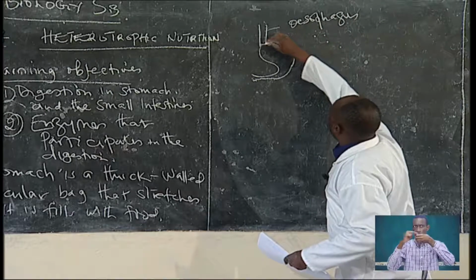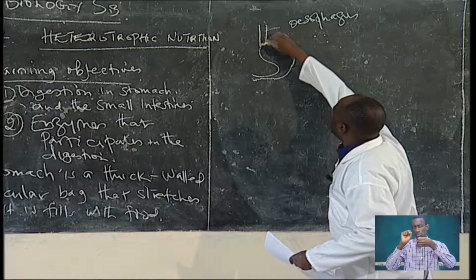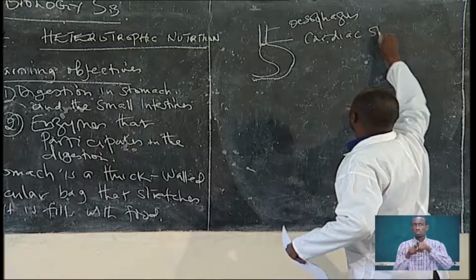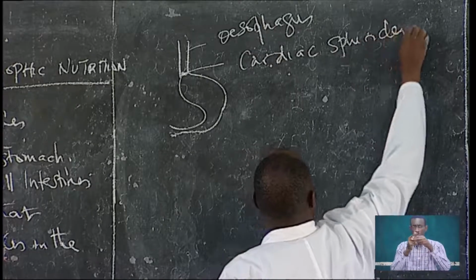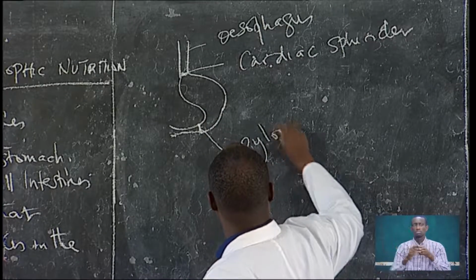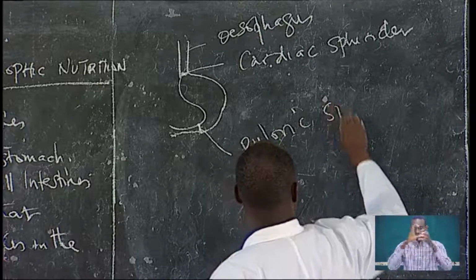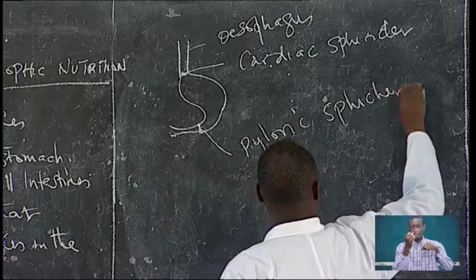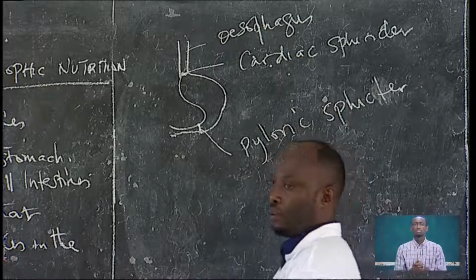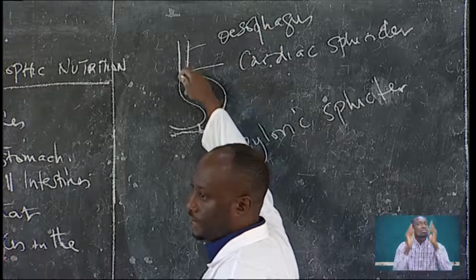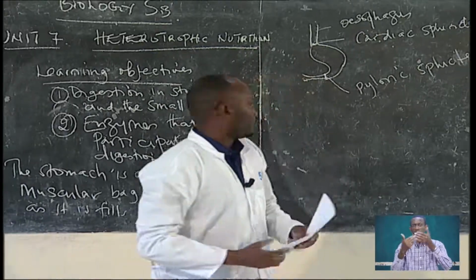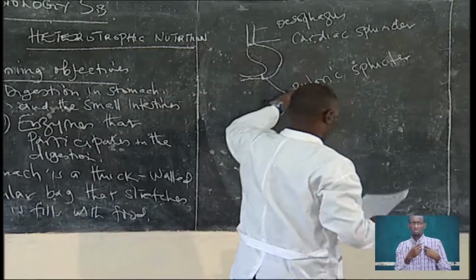Then we have some muscles which form a ring, which is located here, and that one is referred to as the cardiac sphincter. And besides the cardiac sphincter, we have another one which is located at the lower end, which is called the pyloric sphincter. These two muscles are sphincters. The pyloric sphincter normally opens when the food enters. The cardiac sphincter gets its name from cardiac, as it is normally located near the heart. So you can see we have the cardiac sphincter and the pyloric sphincter.